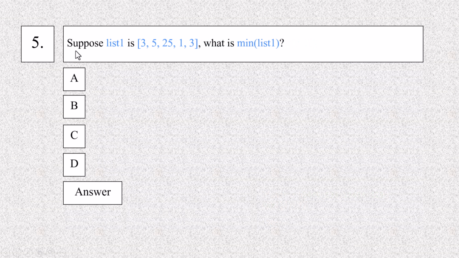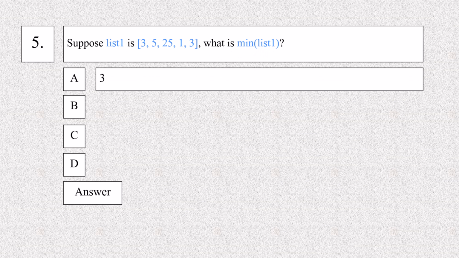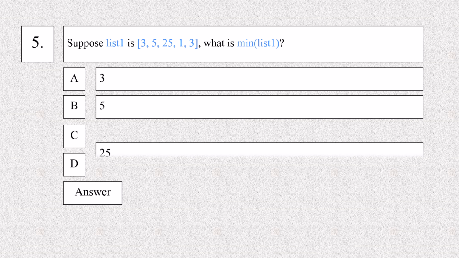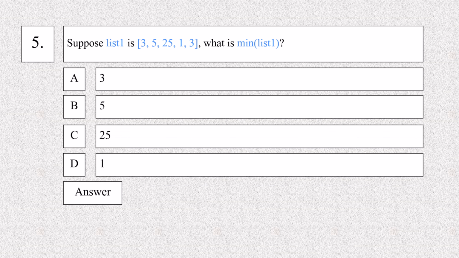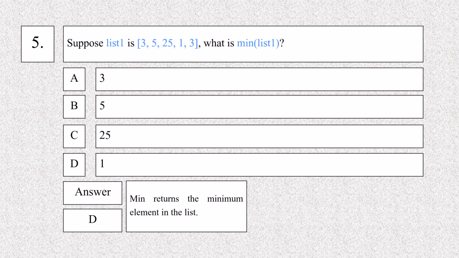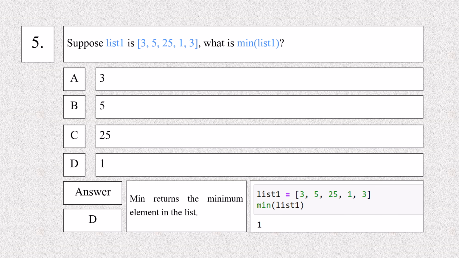Next question. Suppose list1 is this one. What is the minimum of list1? Option A is 3, option B is 5, option C 25, option D 1. The correct answer will be 1, that is option D, because the min function returns the minimum element in the list. If you run the code in the Jupyter notebook, it will give this result.